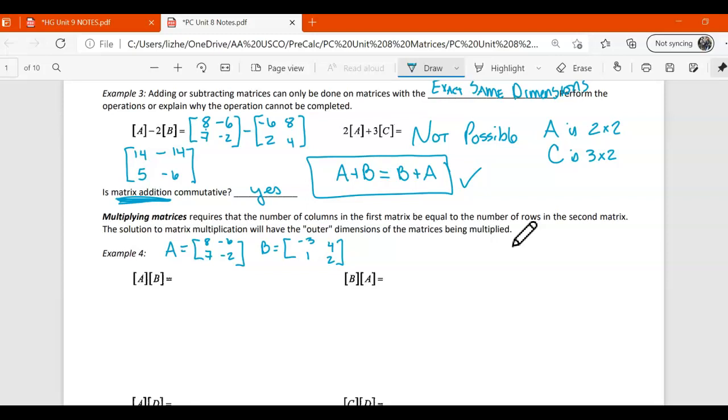Okay, so if I'm going to multiply these, the first thing you want to do is say, can we multiply it? And if we can, then what will be the dimensions of your answer? All right, so the A matrix is a 2 by 2.